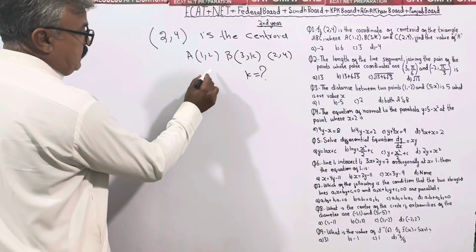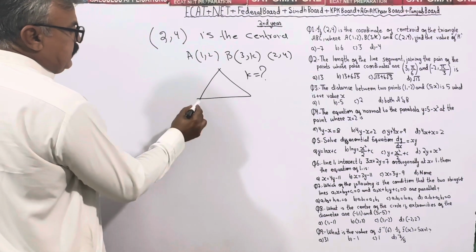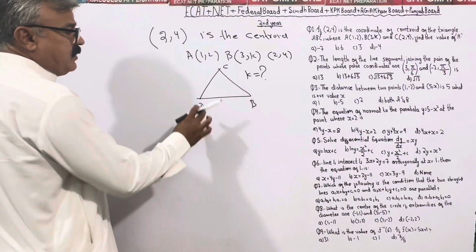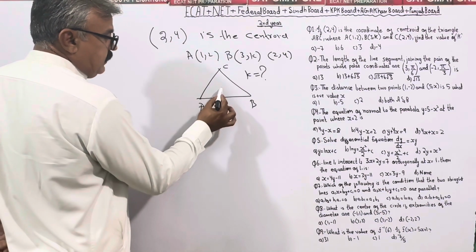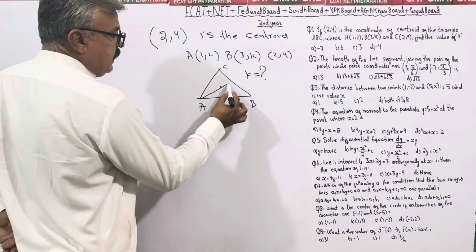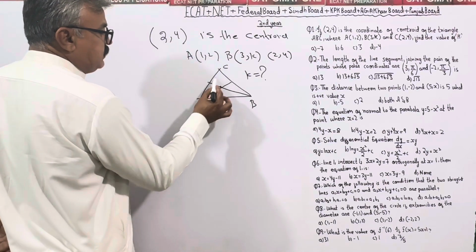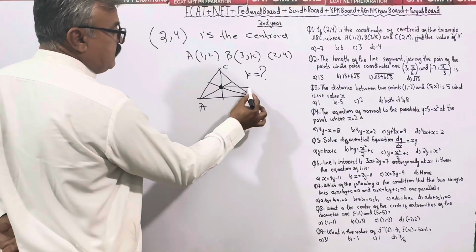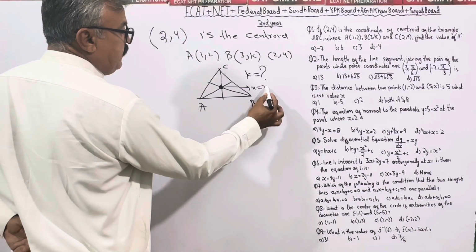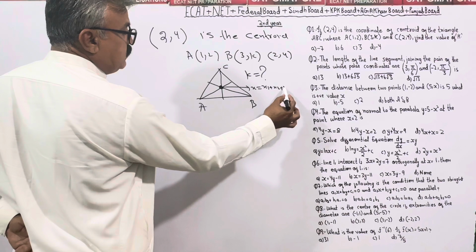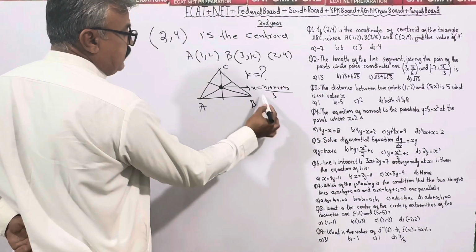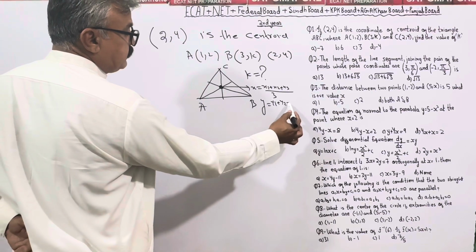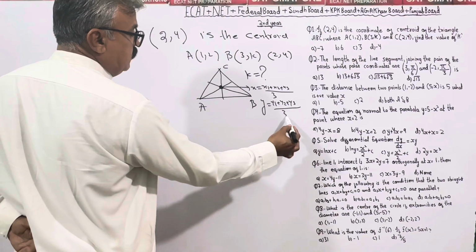Let me draw a rough sketch for you. Name them in any fashion, whatever you like. A rough sketch, not drawn according to scale. This is our centroid, meaning the intersection of the medians. Centroid is given by x equals x1 plus x2 plus x3 divided by 3, and similarly ordinate y is equal to y1 plus y2 plus y3 over 3.